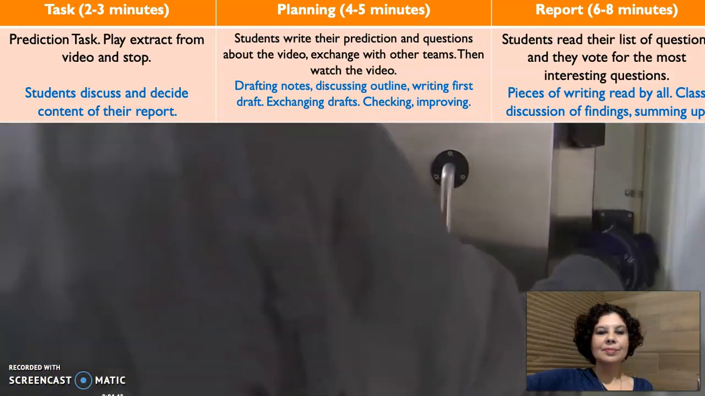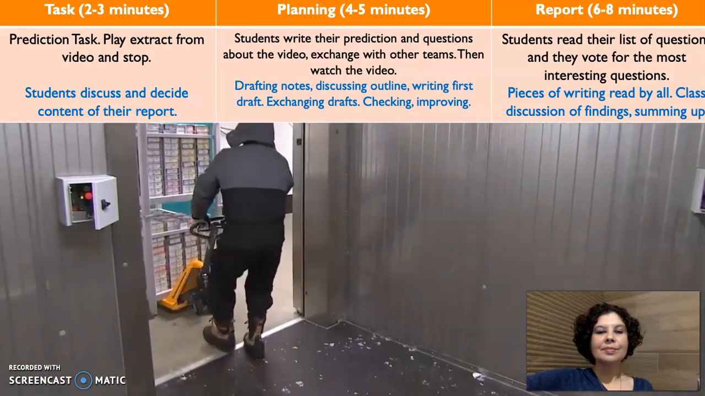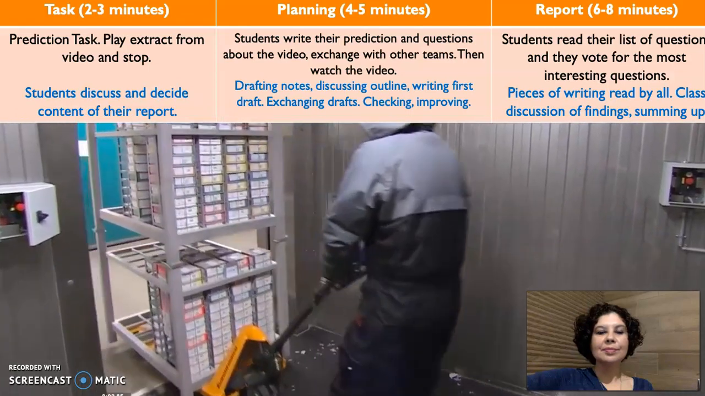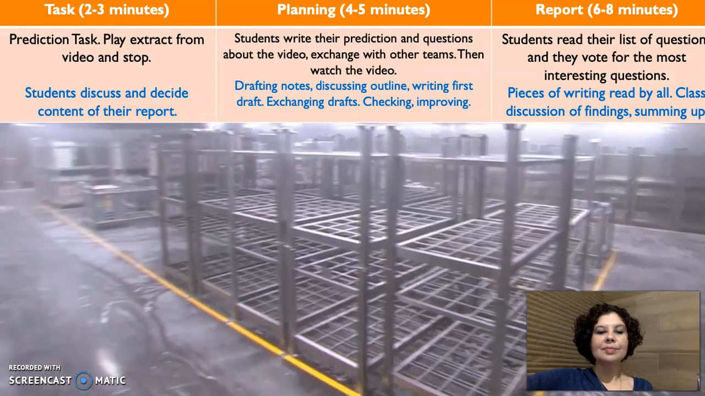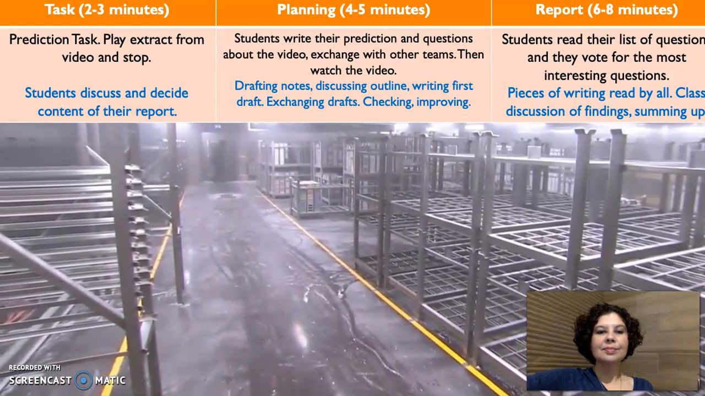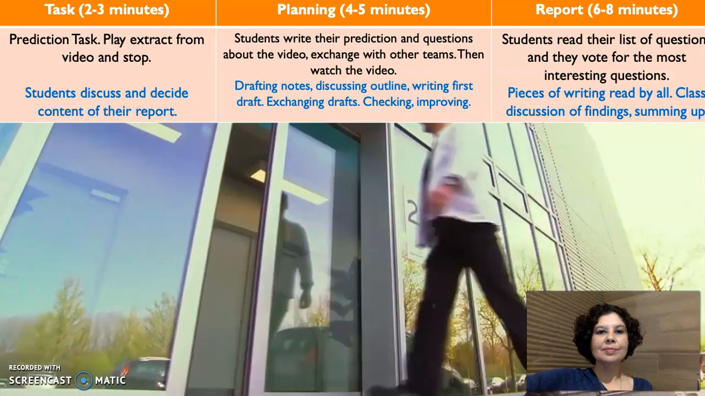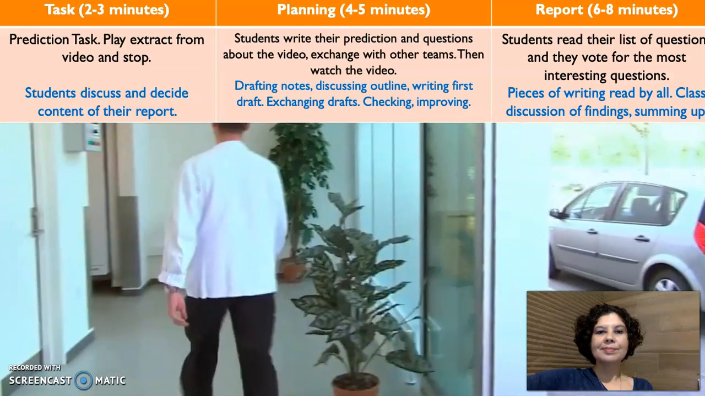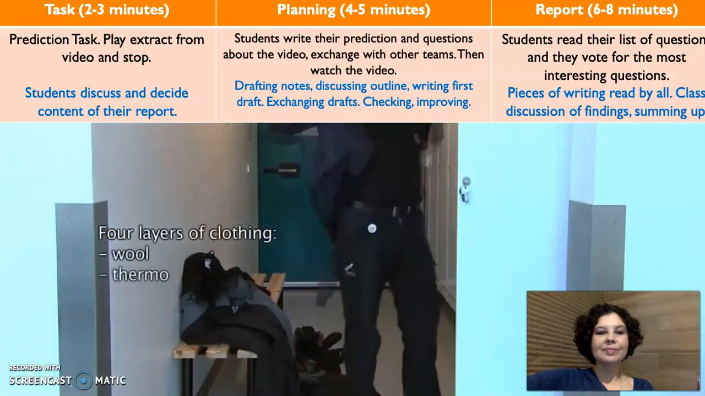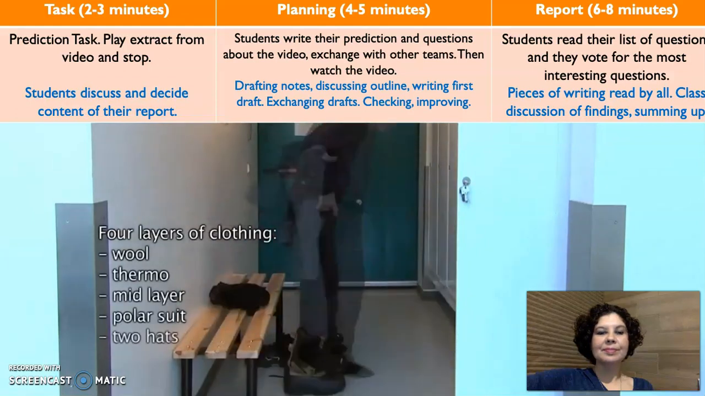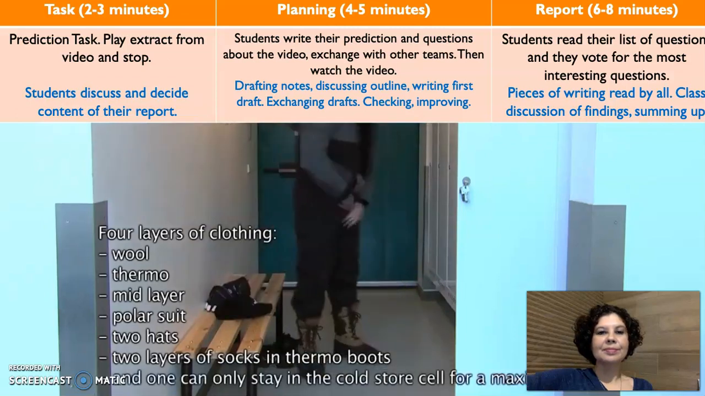Even though Johnson Controls has over 100 years of experience in designing and constructing cold stores, the extreme environment of -80 degrees Celsius has presented certain challenges. During the project phase, all the raised questions have been answered in cooperation with, among others, the hospital's own health and safety group and the Sirius Sledge Patrol, who gave advice on suitable clothing for the personnel to help them tolerate the extreme conditions. The solution was 4 layers of clothing: wool, thermo, mid-layer, and a polar suit, 2 hats, and 2 layers of socks in thermo boots, and one can only stay in the cold store cell for a maximum of 10 minutes.